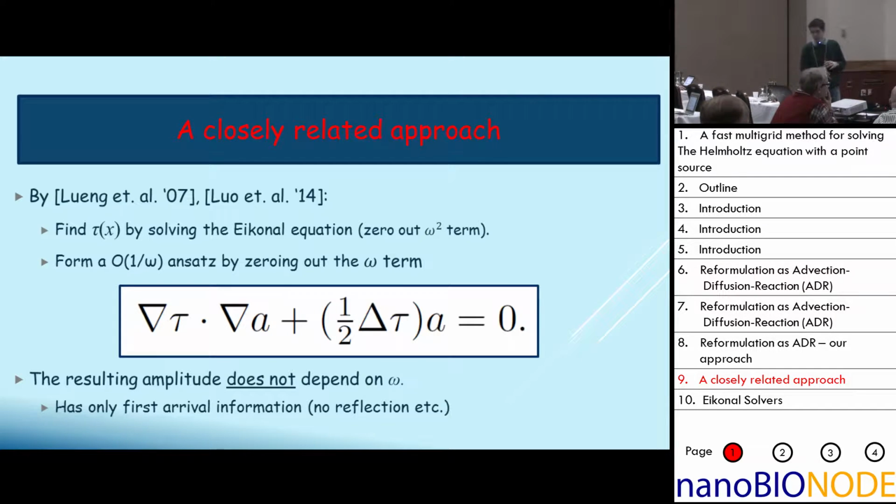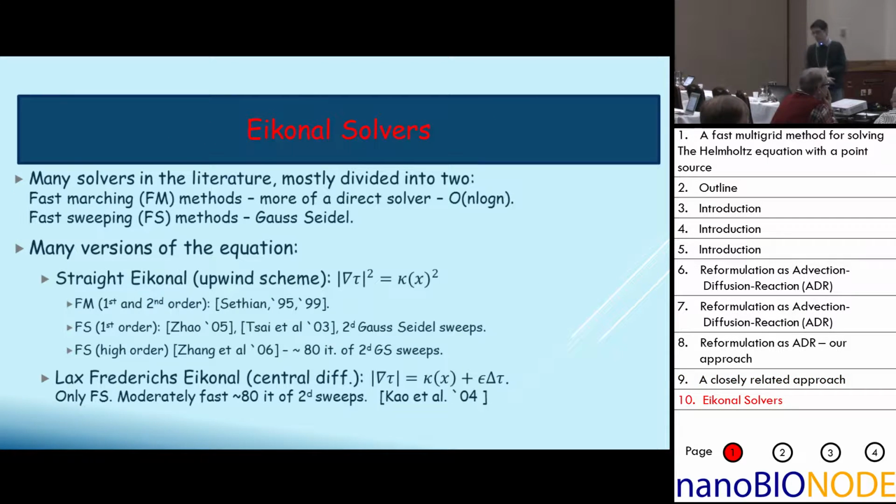A depends on omega, and this is significantly different than this. So let's talk about the Eikonal solvers. How do we solve the Eikonal equation, which is given here? There is quite a zoo of papers and work on this.